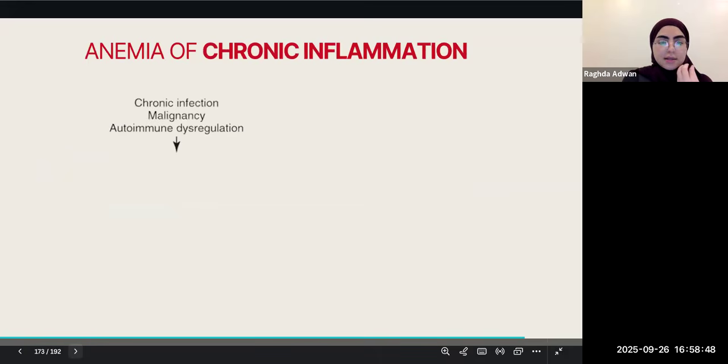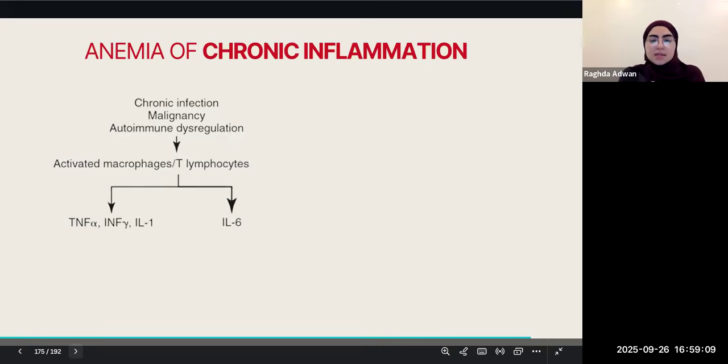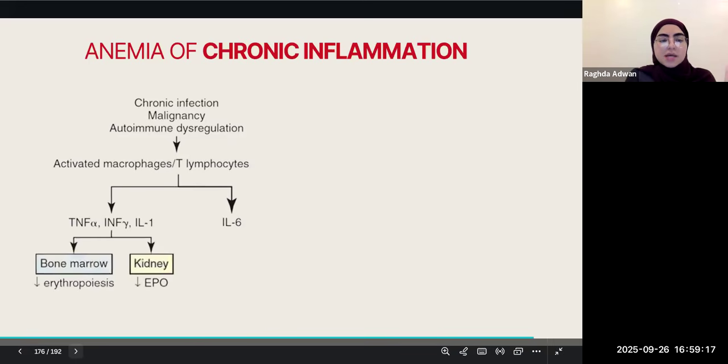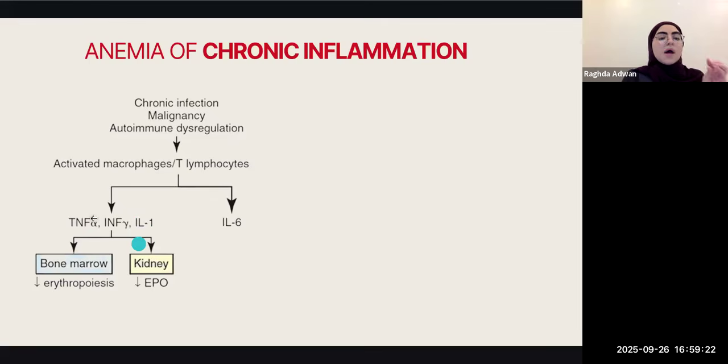Inflammation is any disorder which is causing inflammation in your body for a long time, such as chronic infections, malignancies, cancers, and autoimmune disorders and dysregulation. All of this will result in constant inflammation in your body, an inflammatory state. Okay? What this does is it's going to activate your immune cells, your T cells, and your macrophages. Once these are activated, they will release certain cytokines or chemicals such as TNF alpha, interferon gamma, and interleukin 1. Don't memorize these, don't worry about them right now. The point is your immune cells are being triggered by inflammation and they're releasing these cytokines.